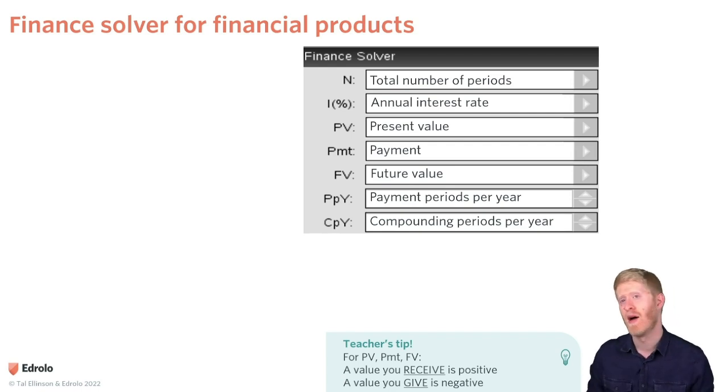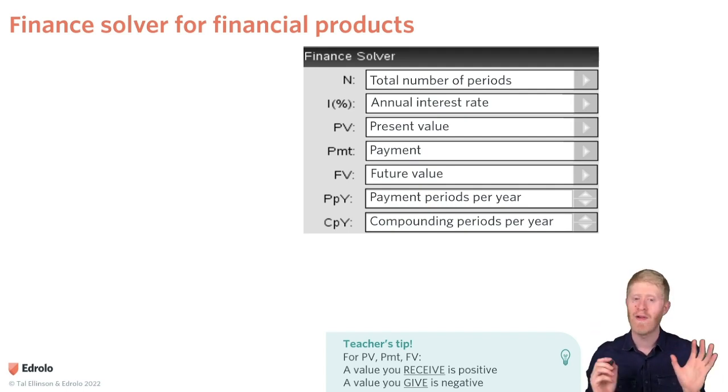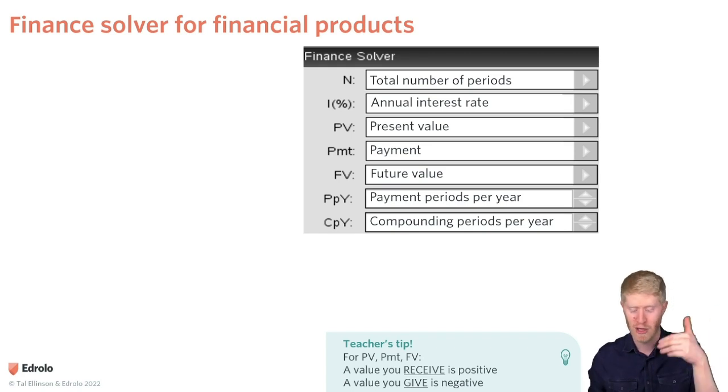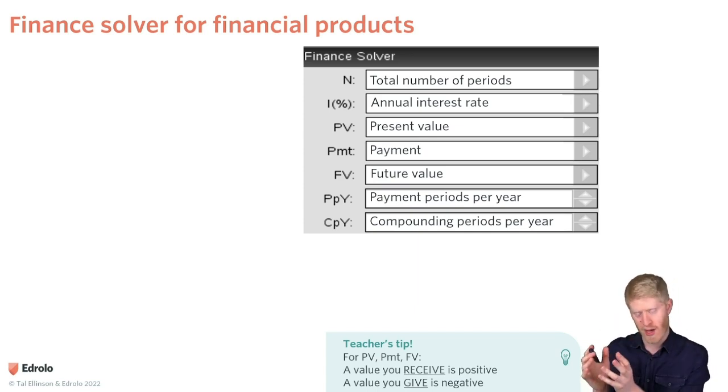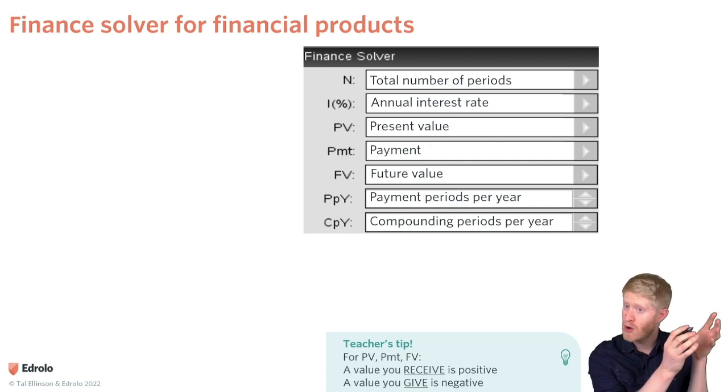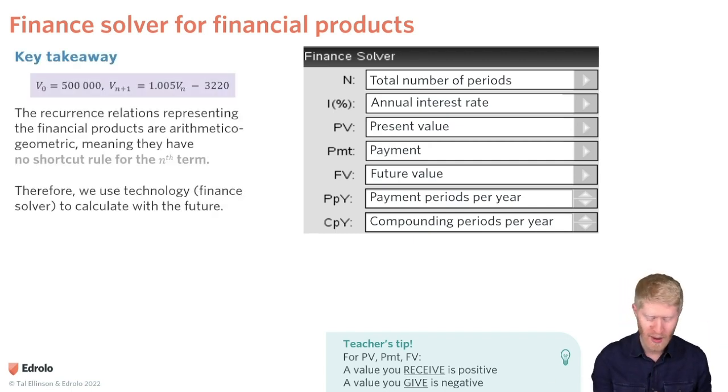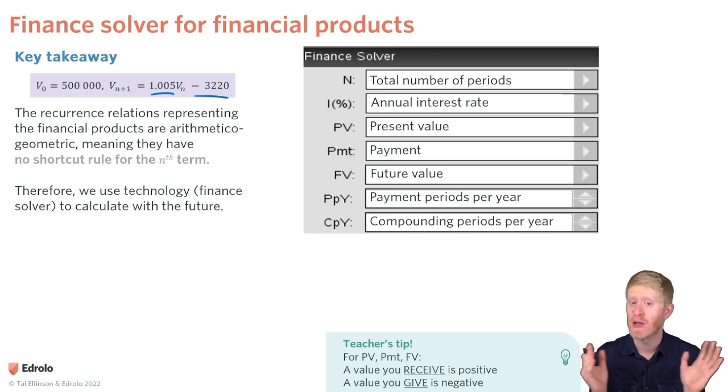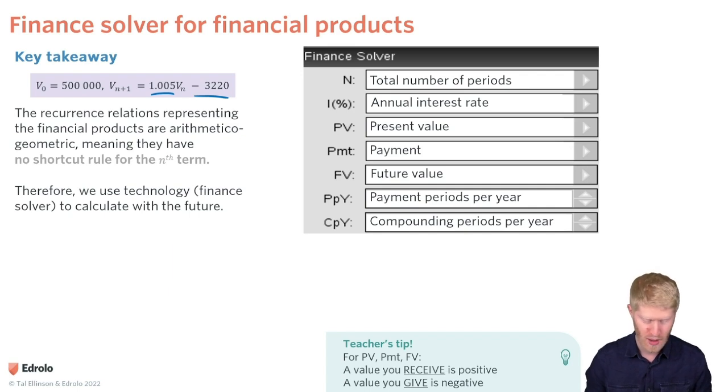Okay, and the key idea behind the financial solver is the difference between a recurrence relation and a rule for the nth term. If you think back to our last chapter, for every product, like every kind of depreciation or flat rate, unit cost, compound interest, simple interest, we defined a recurrence relation, and then we defined a shortcut rule for the nth term. The thing here is that when we have both a multiplication and an addition or a subtraction in our recurrence relation, it's impossible to write a rule for the nth term.